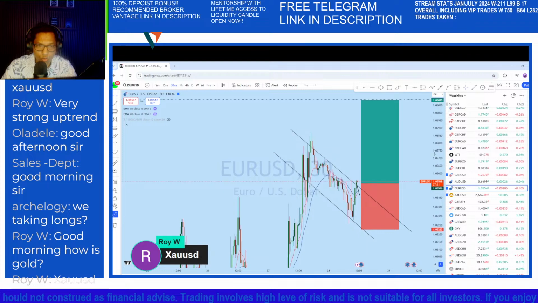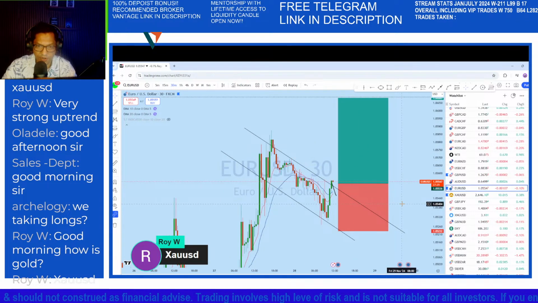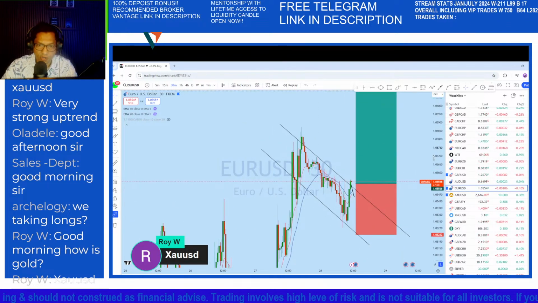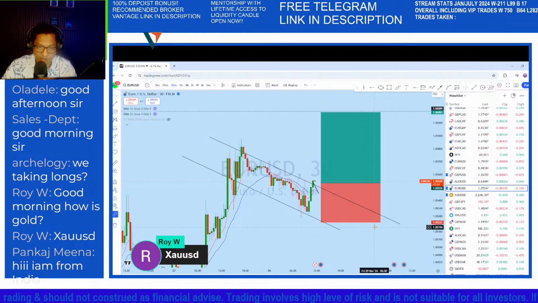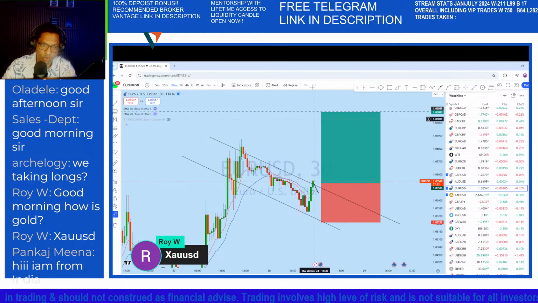So on euro dollar, we are on a trade. I will keep it running, and we have done the risk management, which is the key. Stop loss here, take profit here.